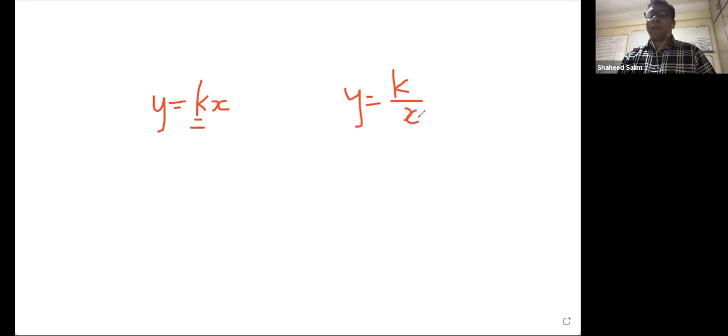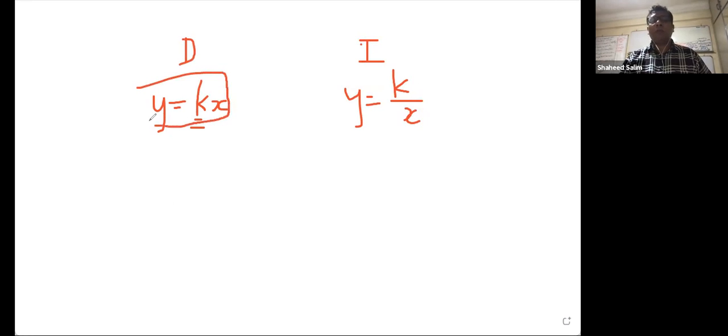What if they give x square? Then this one down here becomes x square. If they give you x square. If not, this is the formula. This is inverse proportion. This one is direct proportion. You must memorize these formulas. They've got so many formulas to memorize. Never mind, there are ways to memorize.